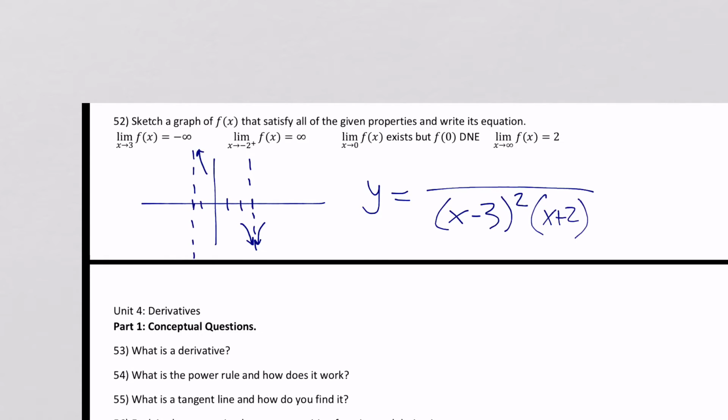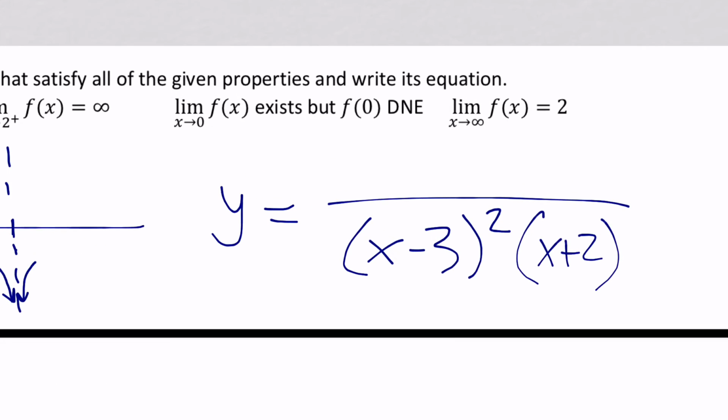Third one, the limit as x approaches 0 exists, but f of 0 does not exist. Easiest way to do that is to just create a factor of x in the top and a factor of x in the bottom. That will ensure that there is a hole at the x value of 0, which means the limit will exist, but the function is undefined there.